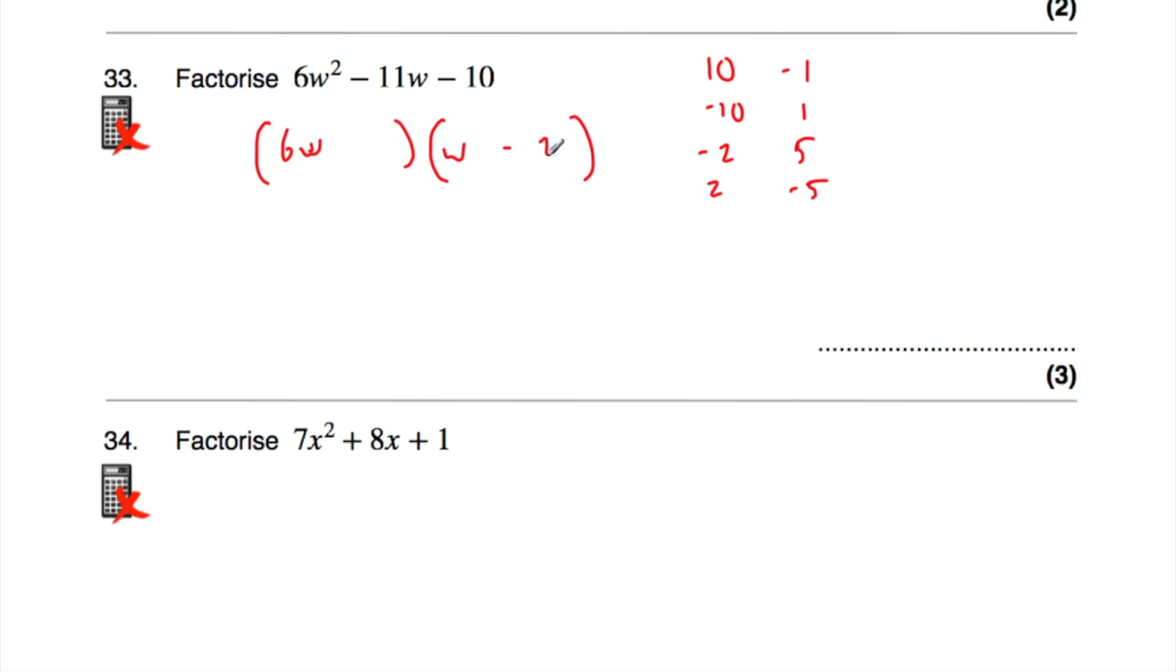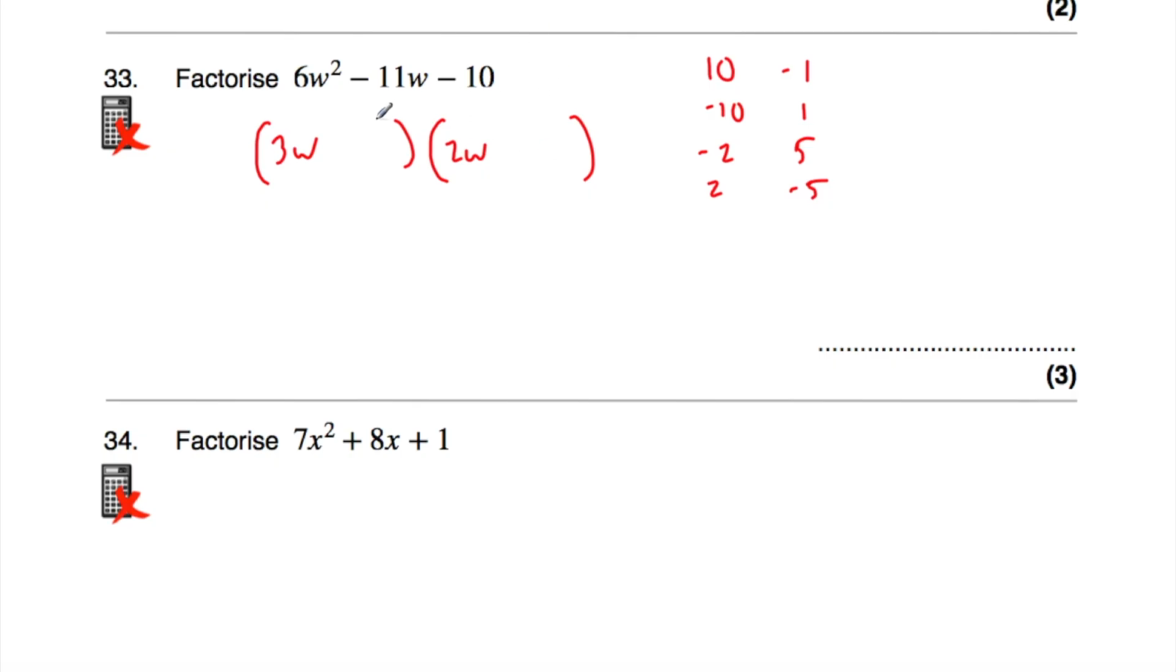So if we had perhaps minus 2 there and plus 5 there, 6w times minus 2 would be minus 12w, but plus 5w would bring us up to minus 7w, so that's not going to work either. And then if we had minus 5 and 2, that wouldn't really work either. So I'm thinking it might actually be the 3w and 2w at the front of the brackets. So let's have a look at 3w and 2w.